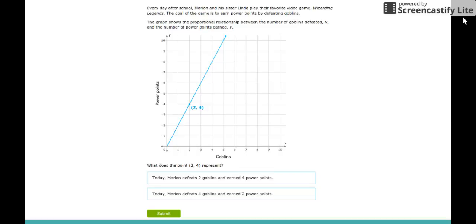Where the goal of the last problem was to read the graph and identify a point, this problem requires students to be able to conceptually interpret what the graph is representing in this problem. Students must know what a proportional relationship means, and in this case, what the slope is representing. As goblins increase by 1, the power points increase by 2. So this information is essential for correctly interpreting the given graph. In this example, the answer is the first option: today Marion defeats 2 goblins and earned 4 power points.